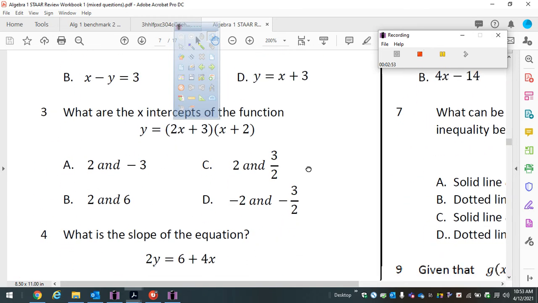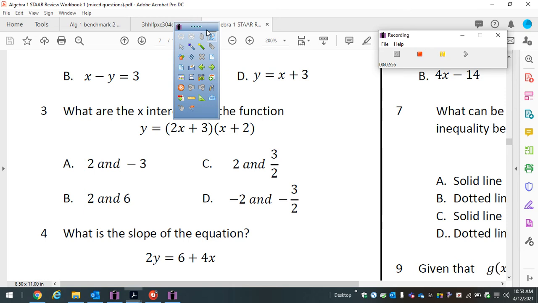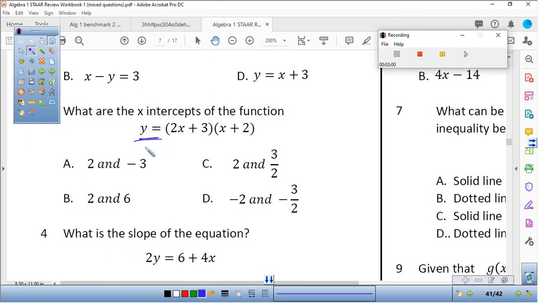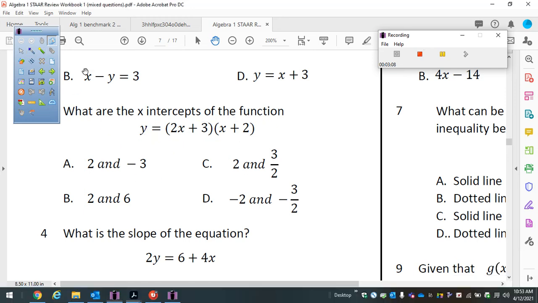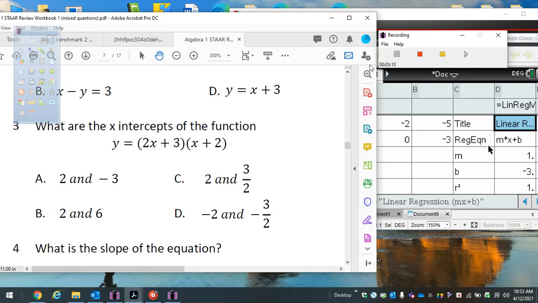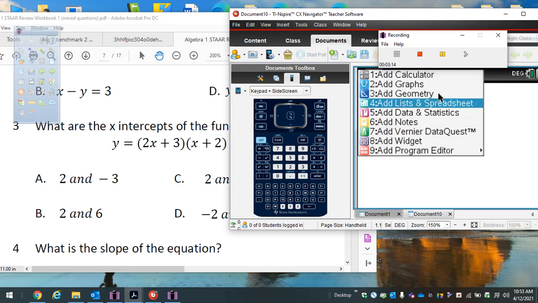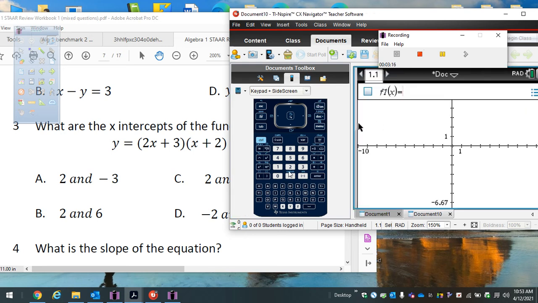What are the intercepts of this function? You know, I have no idea. So how do you approach that? Again, you see this right here? Y equals, you should be able to graph that automatically. So I'm going to graph these two things. Graph it, and then look for these numbers. Let me move this down, and go here, turn on graph, and type it in there.